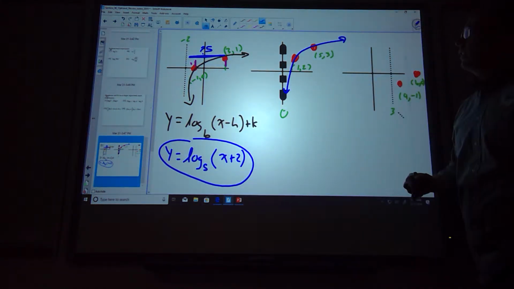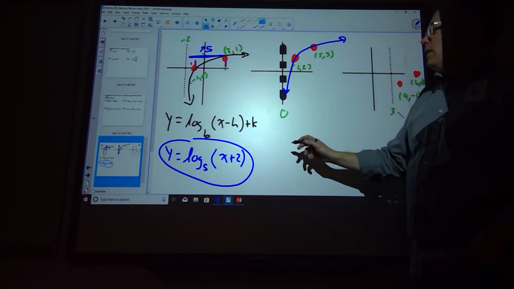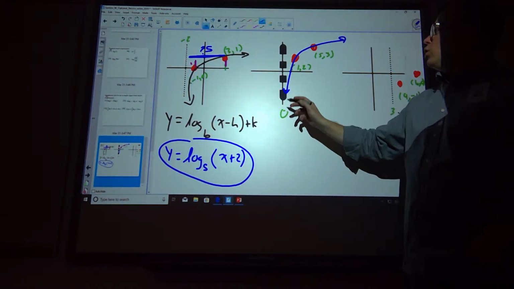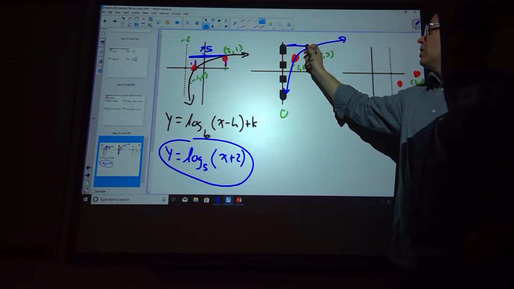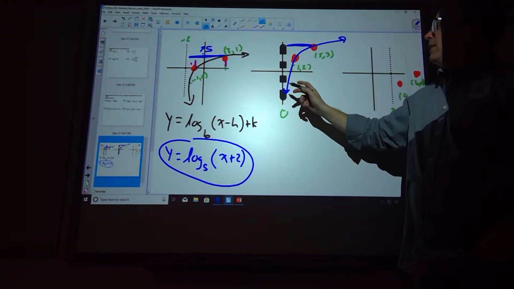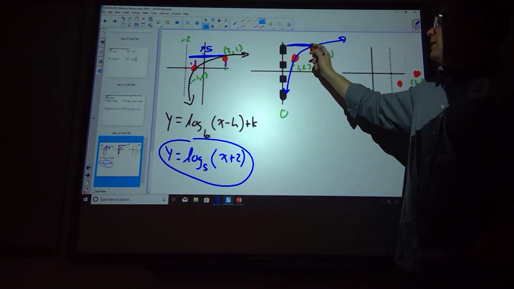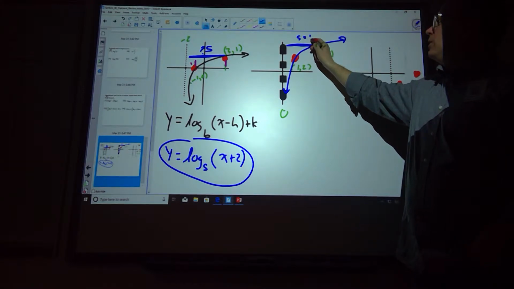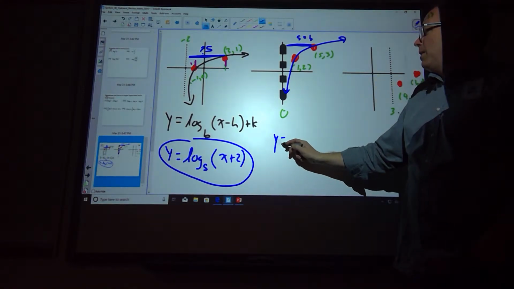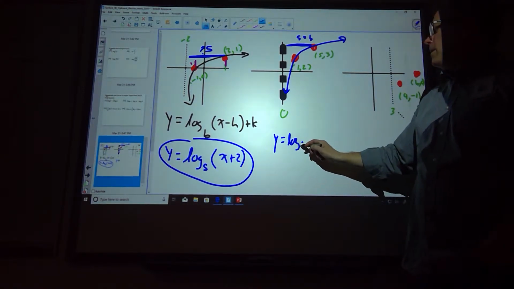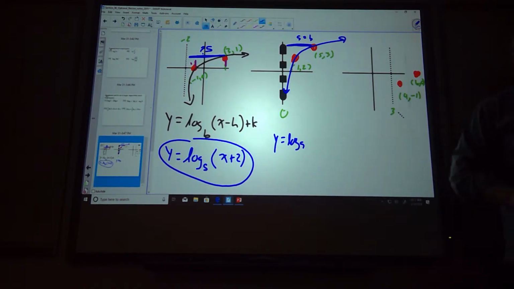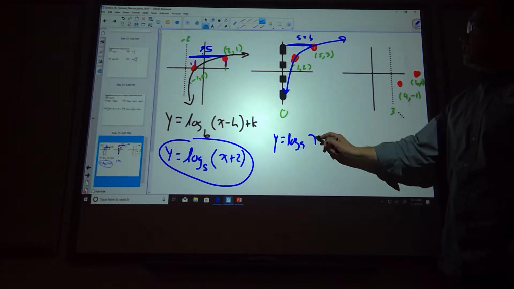All right. Let's take a look at this one. So using the same method, how far is this? It's a distance of 5, so my b value is 5. So this one will be log base 5. Did that one shift right or left at all? Look at the asymptote. The asymptote is right on the y-axis. It didn't shift. There's no shift right or left, so I just have x.